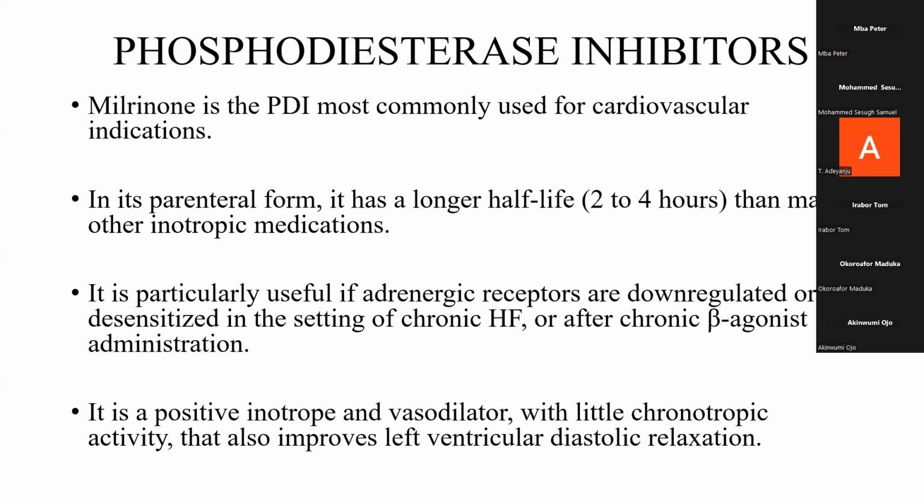Next slide. So I think the main phosphodiesterase inhibitor that is popularly used mostly in the West is milrinone, and it tends to be used a lot in heart failure, and it can also be used in septic shock as well.